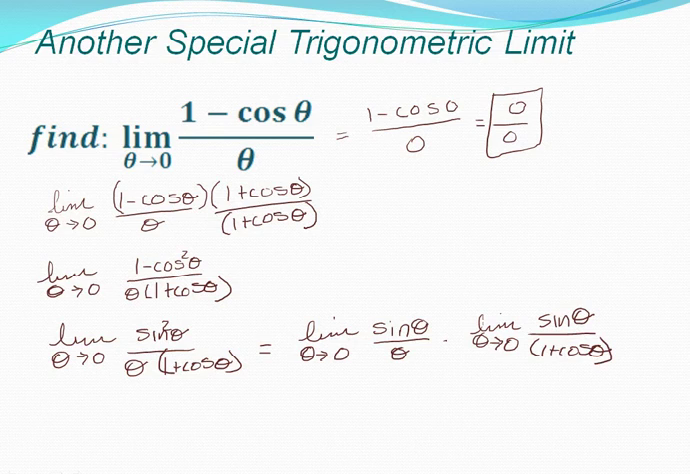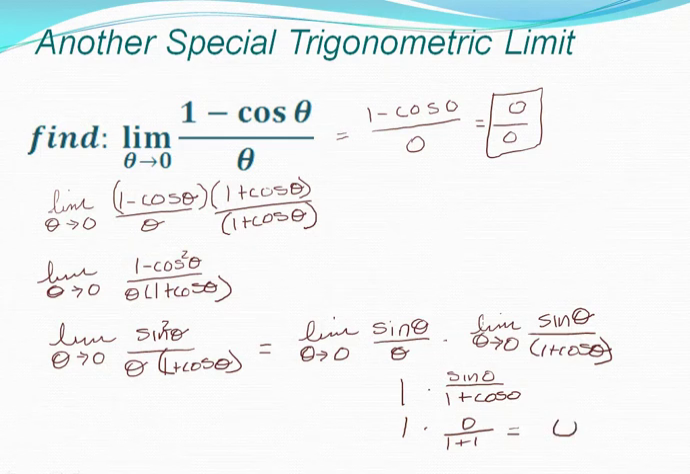Okay, so we know that the limit as theta goes to 0 of sine of theta over theta is equal to 1. That's what we just learned about a special trigonometric limit. And then we look at the second half, the limit of sine of theta over 1 plus cosine theta. Well, now let's use an analytical method because we fixed it so that we could. I get 1 times 0 over 1 plus 1, which is just 0.